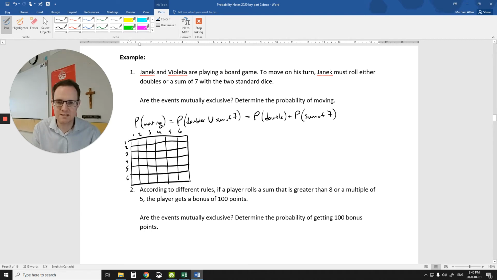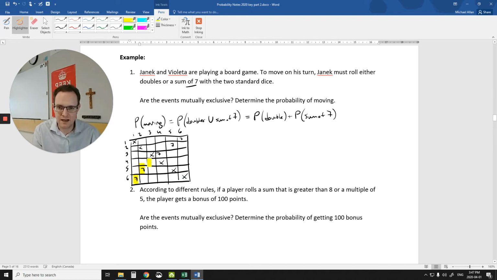Okay, here's my sample space. So to move, the sum has to be equal to 7. So remember our patterns here. I can go right down the middle here. 7, 7, 7, 7, 7, 7. Not greater than 7. So those are all my 7s there. There's a bunch of other numbers on either side, but these are all less than 7. These are all greater than 7. And these are all my doubles. 1, 1, 2, 2, 3, 3, 4, 4, 5, 5, and 6, 6.